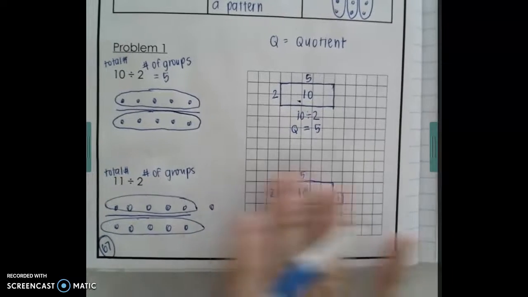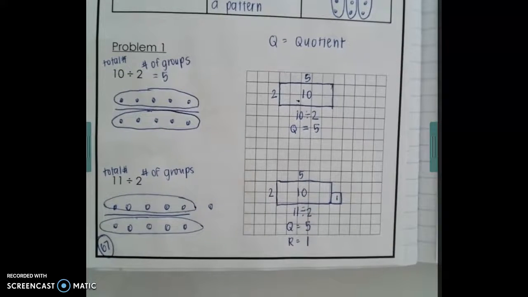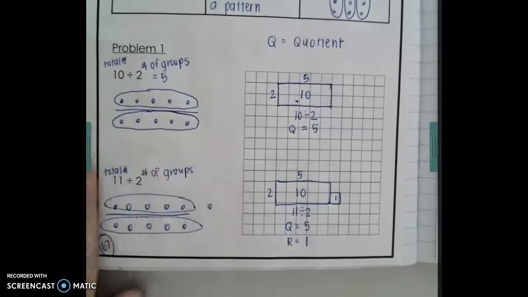So this is how our array and our area model is going to look when we have that remainder. So let's practice with another one. Let's go to problem 2.